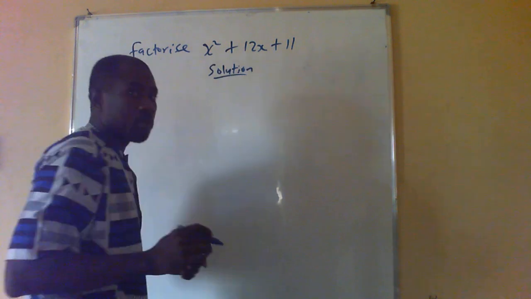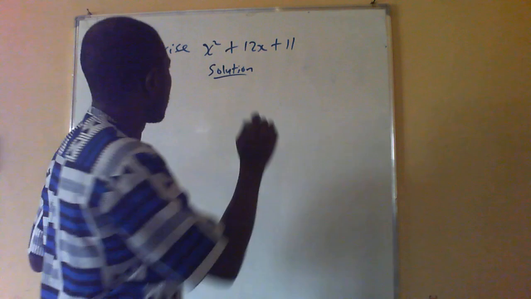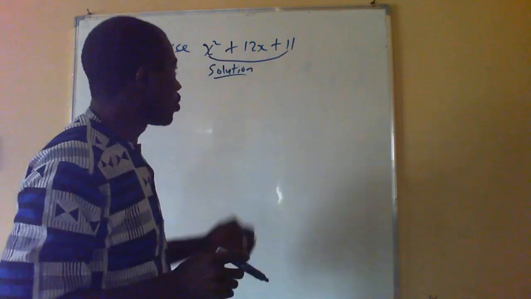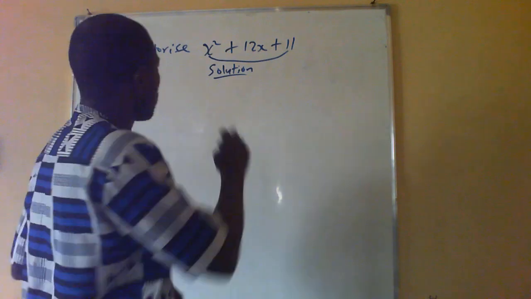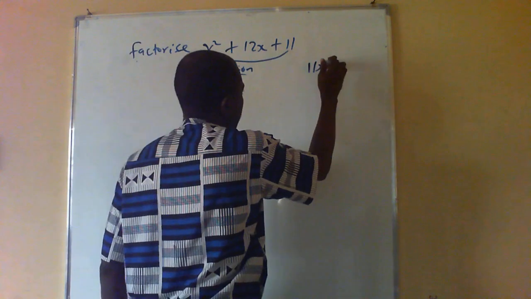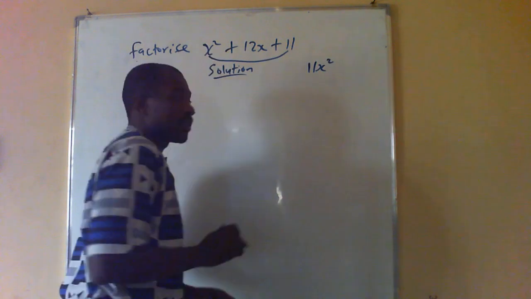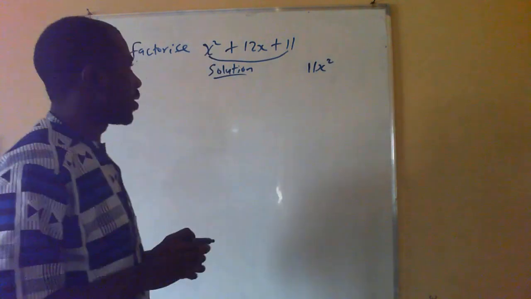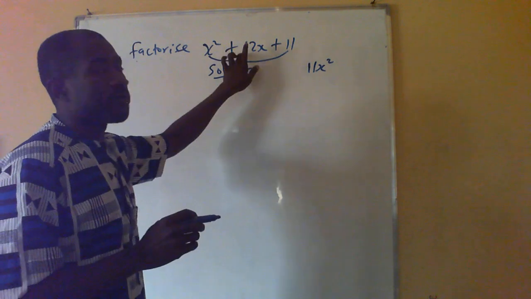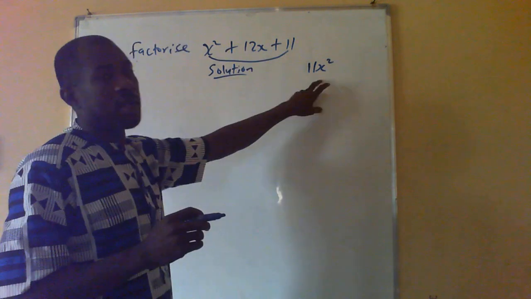Remember when we solved number 1, the first thing we did was multiply the first term by the last term. We use them for this one again. So we say x squared times 11 gets what? 11x squared. So now the first step is that. We'll look for two numbers. If we add them together, we'll get 12. If we multiply them together, we'll get 11.